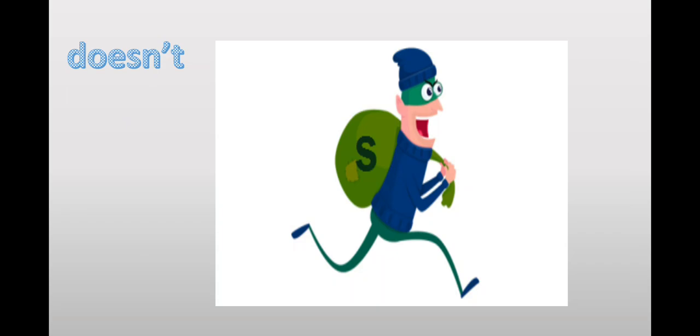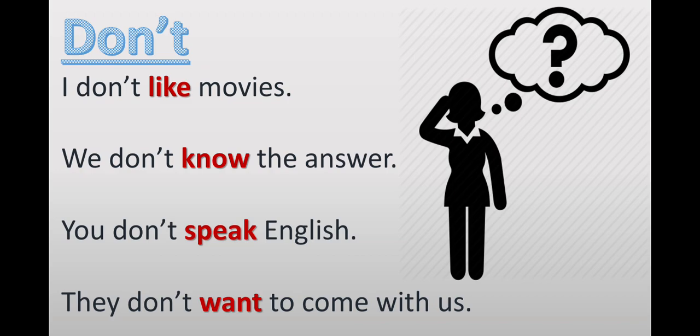Okay, so as you see here in this slide, the auxiliary verb doesn't, the helper, it takes the s or the es or the ies. Okay, what about the rest of the pronouns, I, you, we, or they? They take the helper don't. Okay, so I don't like movies. We don't know the answer. You don't speak English. They don't want to come with us.